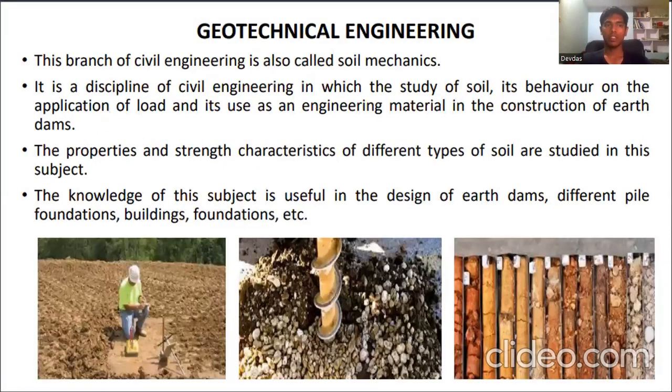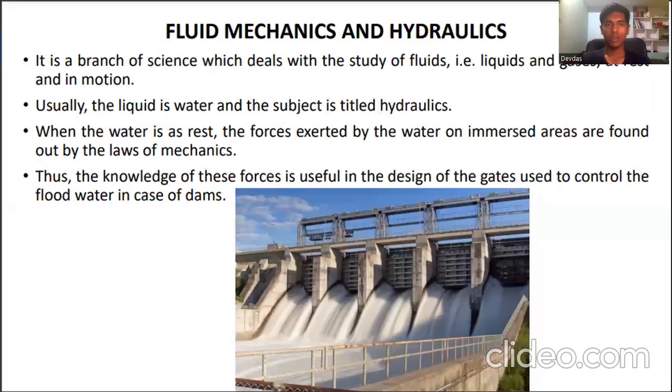The next is geotechnical engineering. This branch of civil engineering is also called soil mechanics. It deals with soil. It is generally used in farming land, or to study the different types of soil, to know their behavior and where these kinds of soils can be used.